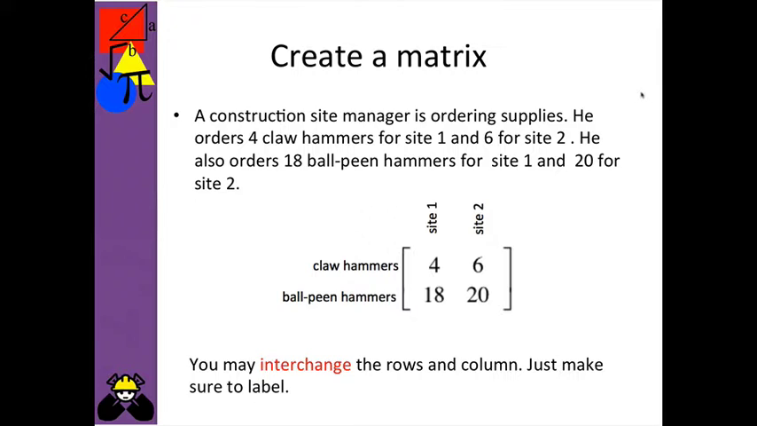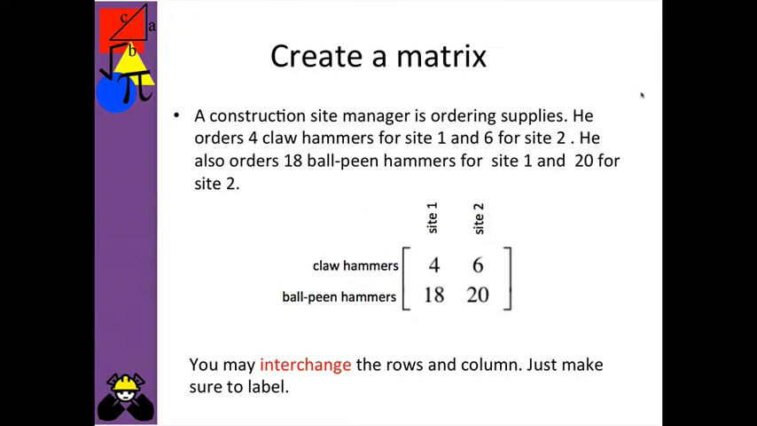And in the columns, I put site 1 and site 2, and then I filled in the numbers. So the claw hammers for site 1 were 4, the claw hammers for site 2 were 6, the ball peen hammers for site 1 were 18, the ball peen hammers for site 2 were 20. You could have interchanged the rows and the columns.